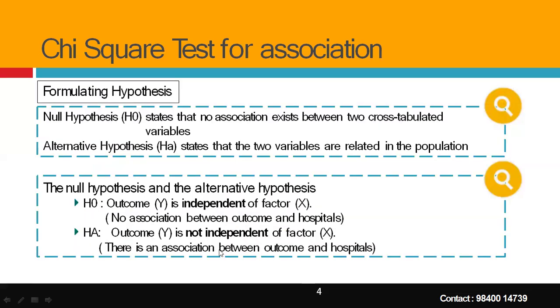How do I formulate the null and alternative hypothesis in the case of the chi-square test? For the null hypothesis, we always start with a no: no association exists between the two categorical variables. The alternative is that there is a relationship between the two categorical variables. The theoretical way of writing this: an outcome is independent of factor x, no association between outcome and hospital. Otherwise, outcome y is not independent. So the outcome is independent, or the outcome is not independent.